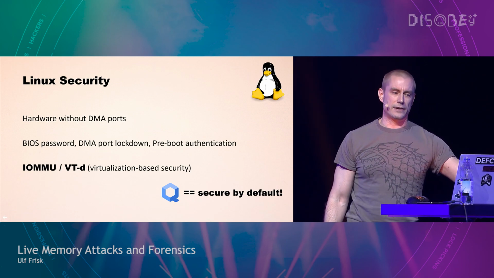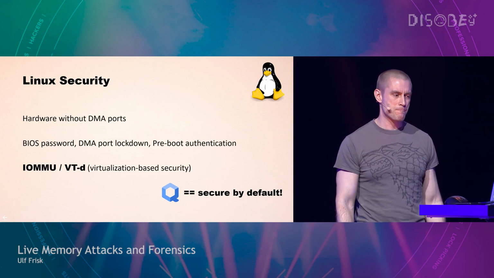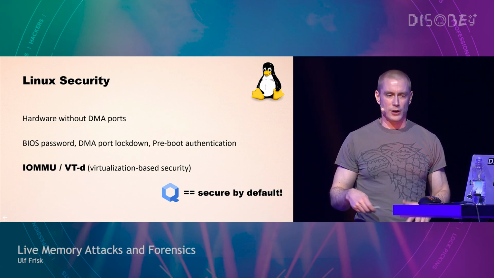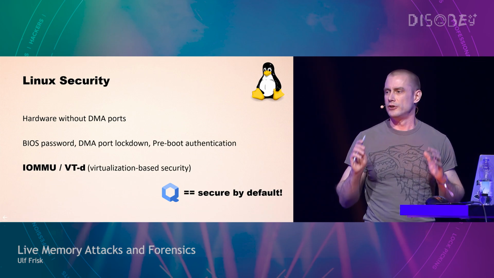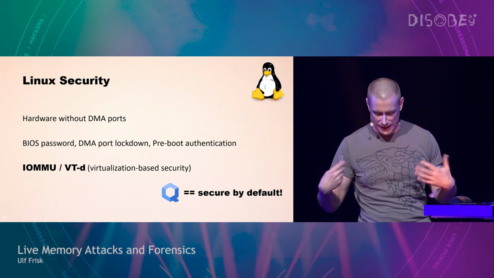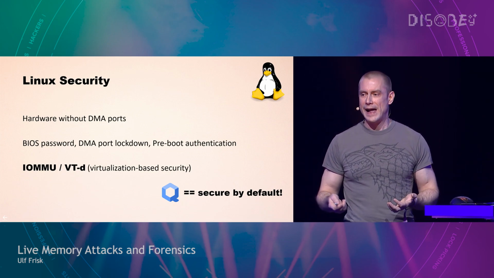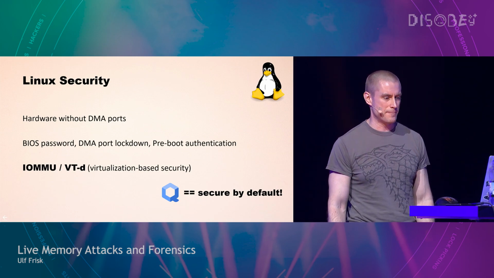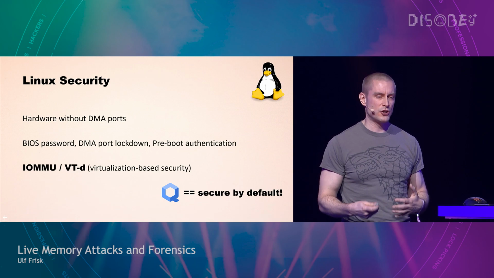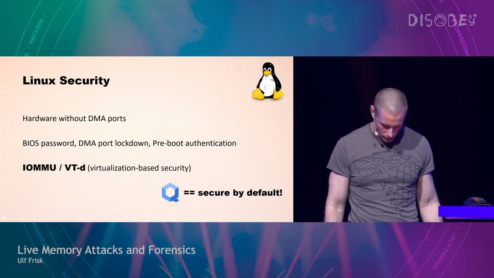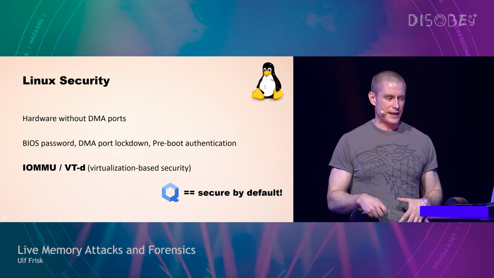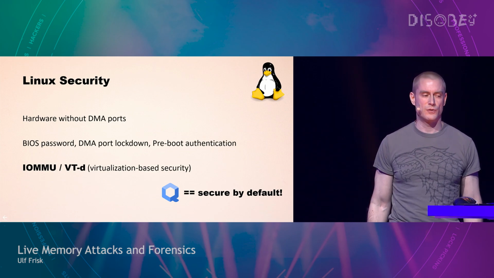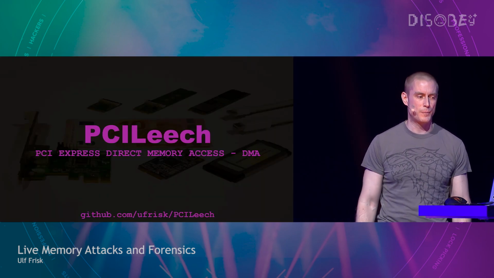If you're concerned, I would still recommend using hardware without any easily accessible DMA ports. And it's always good to set the BIOS password. You lock down your DMA ports in BIOS or UEFI if you're not using them. And also having a disk decryption passphrase is always nice to have for security. But really, the long-term solution is to use hardware that already exists within your computer. That's the IOMMU and VT-d, which is virtualization-based security that the operating system will start to use, and Qubes does, for example.